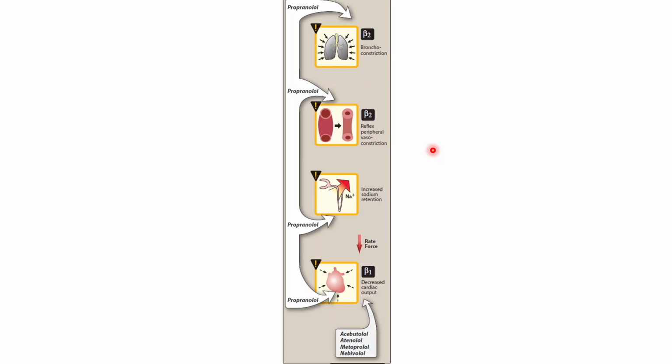In the lungs, blocking beta-2 receptors leads to contraction of the bronchial smooth muscles in asthmatic patients, and that can lead to precipitation of an asthma attack or an attack of chronic obstructive pulmonary disease. That is why beta blockers are contraindicated in patients with chronic obstructive pulmonary disease or asthma.